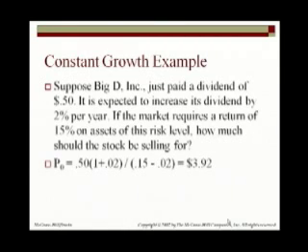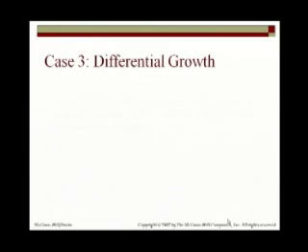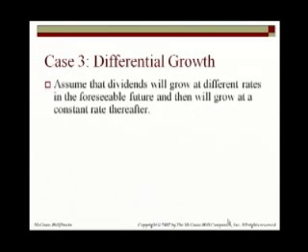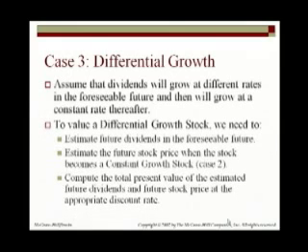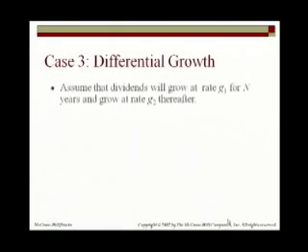Now let's look at the third situation where we have differential growth rates. And in this particular instance, we'll assume that the stock starts out growing at perhaps a high rate and then at some point slows down to a more sustainable constant growth rate. We'll assume that dividends will grow at a rate of G1 for n years. N might be a short number of years, and then it will slow down to a rate of G2 thereafter.